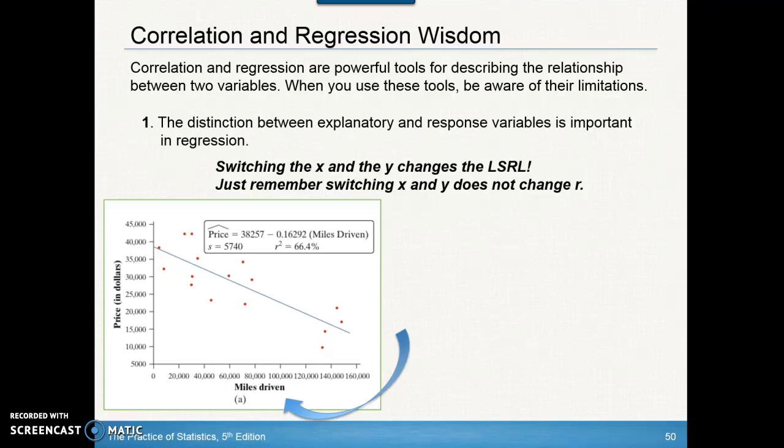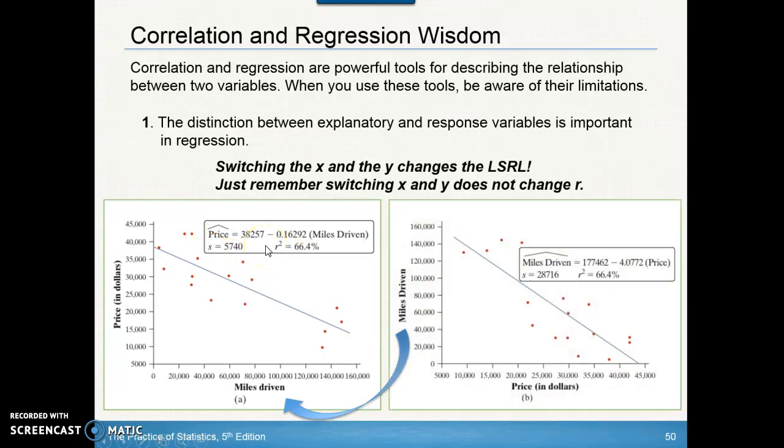Okay, so just take a look at this. Number one, we're taking a look at the miles driven and then the price in dollars of a car. Here's my least squares regression line. Here's my standard deviation of the residuals. Here's my r squared value. Now notice what happens when I switch the x and the y values here. I have the miles driven on my y-axis and the price in dollars on my x-axis.